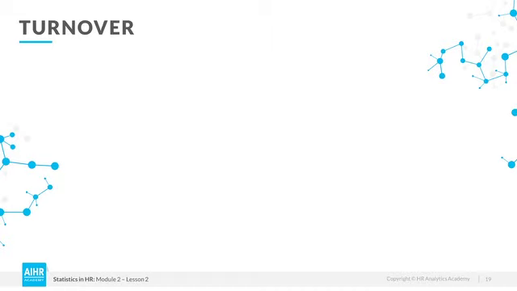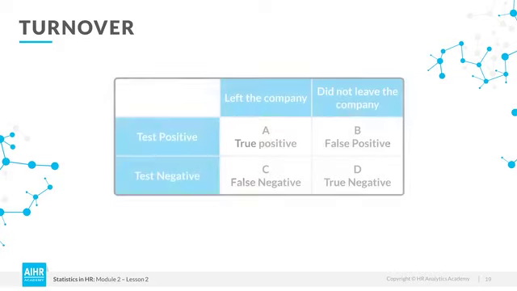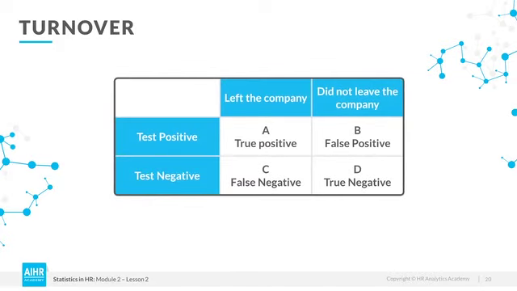But you want to see how well your test is performing. What are the chances, given that someone leaves, that your turnover test said that person would leave in the next 12 months? For this, we can make a 2x2 roster. At the top, you will find whether they left or not, and at the left, you will find their test results. So when your test says yes, and the person actually leaves, that means your test gave a true positive.